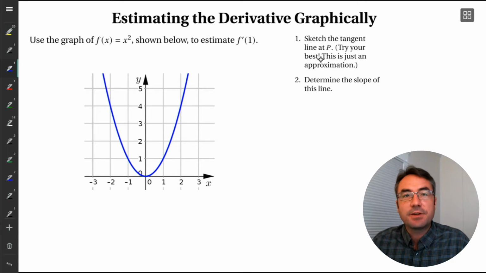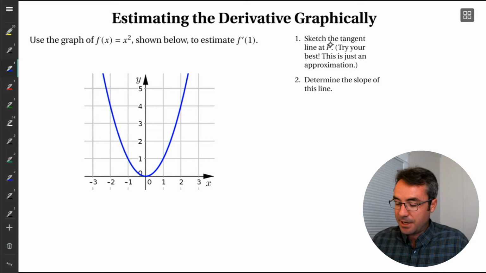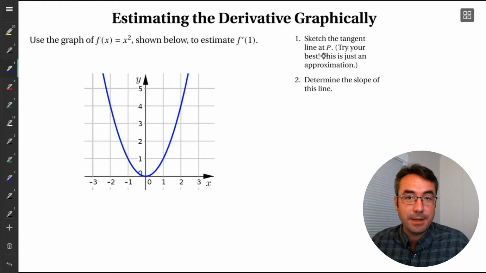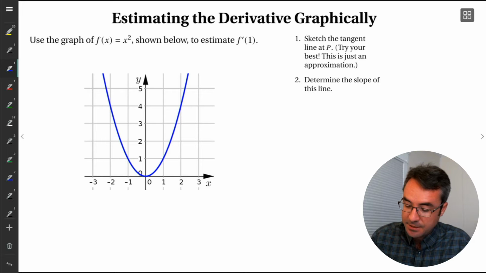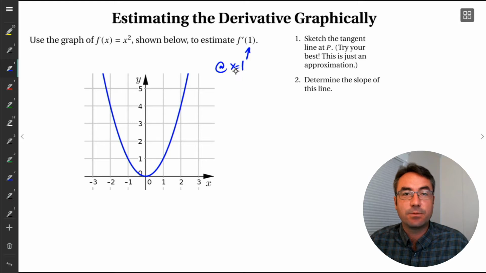And then once we have our tangent line, we're actually going to determine the slope of the line that we drew. All right, so how do we start? Well, we're going to draw our tangent line at point P. Where is point P? Well, we actually get that information right from this value that we're trying to estimate. We want f prime of 1. This tells us x is equal to 1. So we're interested in what's happening at x equals 1. So that's where we draw point P.